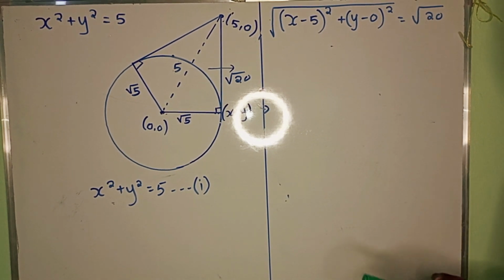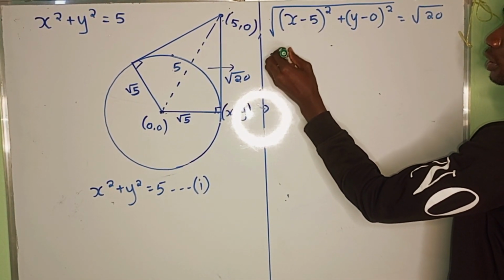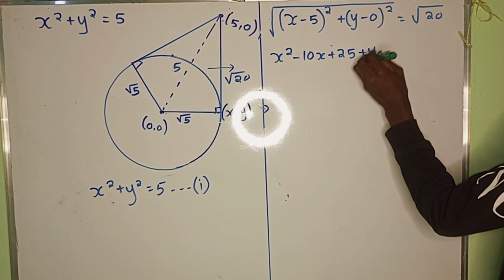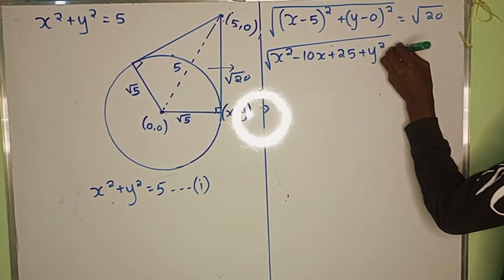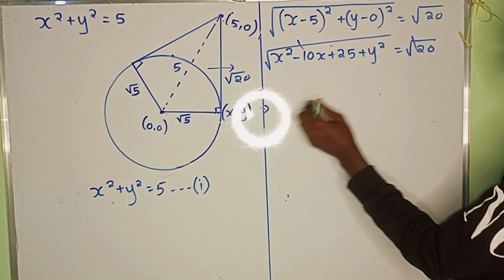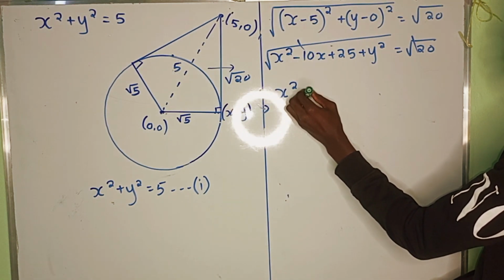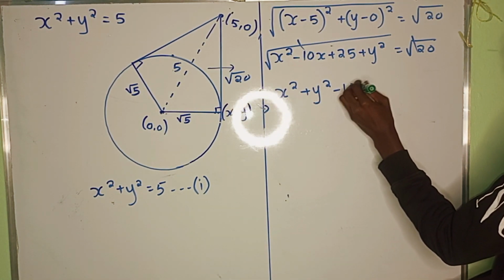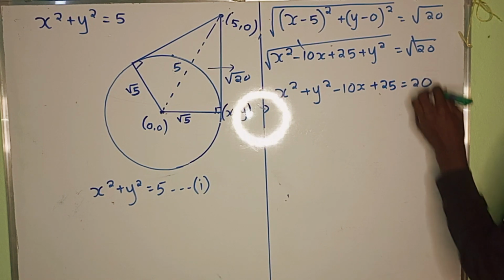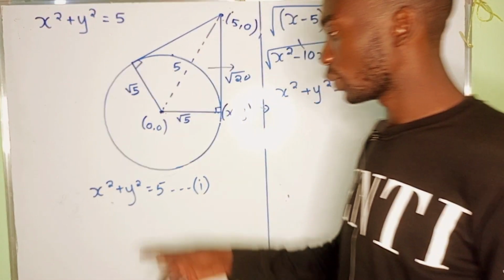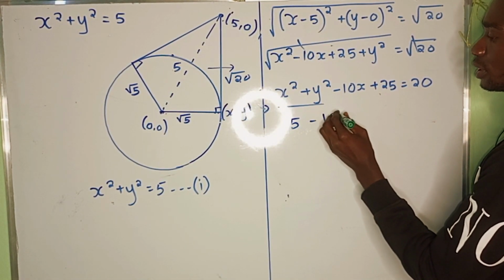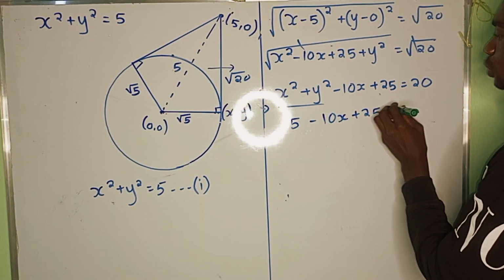Now, when you expand this, you get x squared minus 10x plus 25 plus y squared, and the square root of it is equal to root 20. So the root sign and root sign cancel one another. Collect the terms: x squared plus y squared minus 10x plus 25 is equal to 20. But from equation 1, x squared plus y squared is equal to 5. So 5 minus 10x plus 25 is equal to 20.